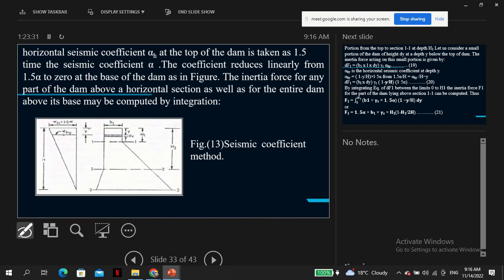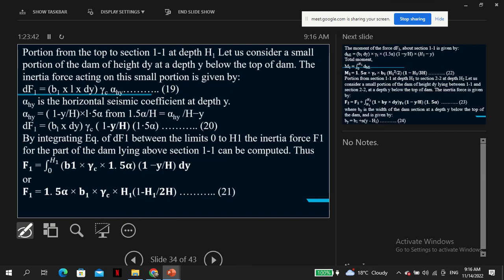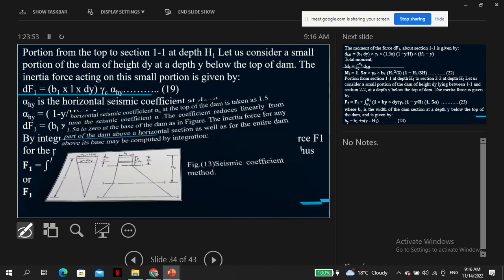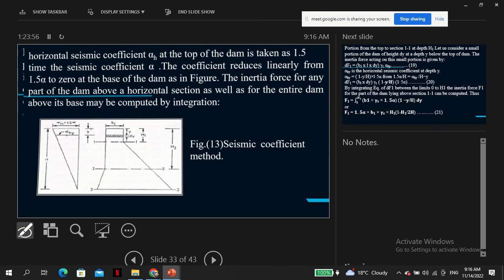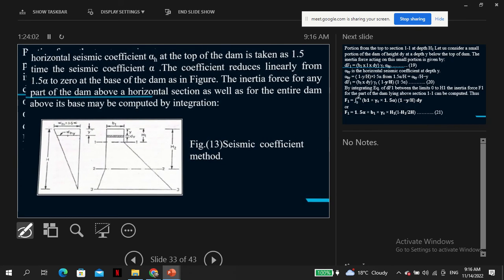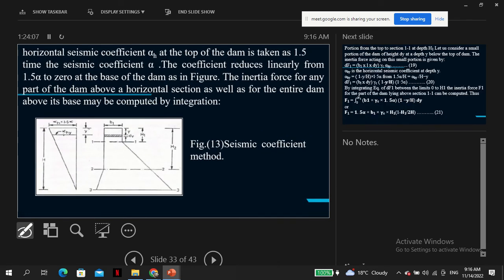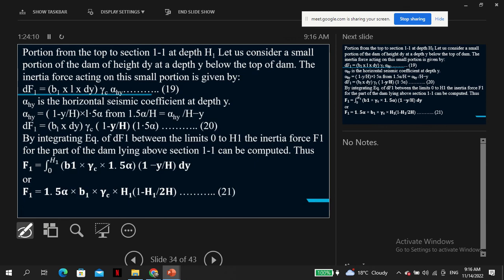So we know the maximum and the minimum. The intermediate values, if you're interested, you can obtain through integration. However, for engineers, we like to make things simple, so we can make certain assumptions. And of course, we are supposedly good in math, so we don't fear integration. So there's an example here: portion from the top, section 1-1, you can see from the diagram, at depth h1.